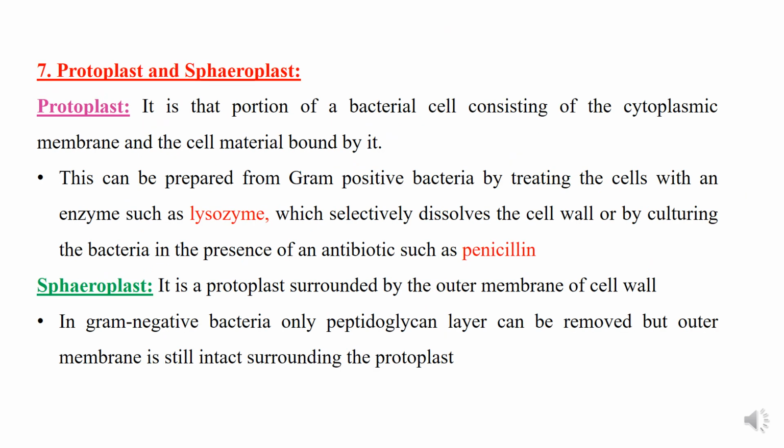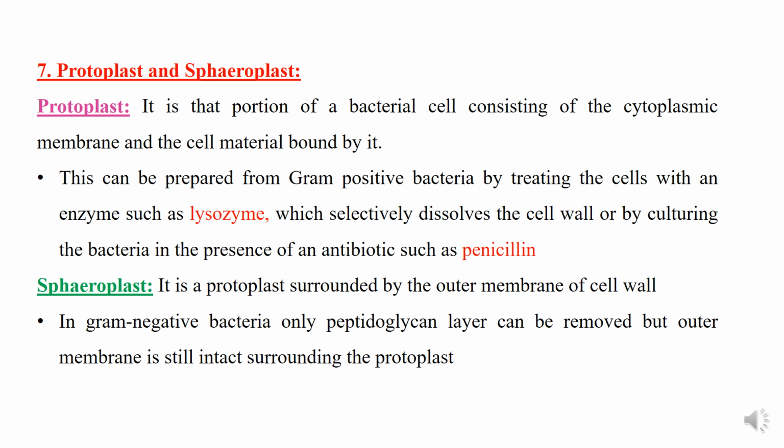And we can find some other structures like protoplast and spheroplast. Protoplasm is the space between the cell wall and the cytoplasmic membrane. And the protoplast is the portion of the bacterial cell consisting of the cytoplasmic membrane and the cell material bound by it, in the case of gram-positive bacteria.